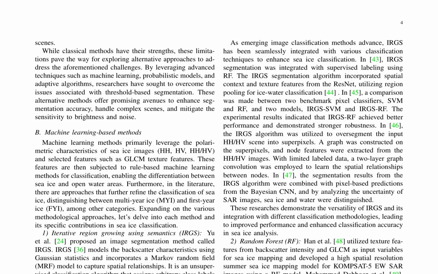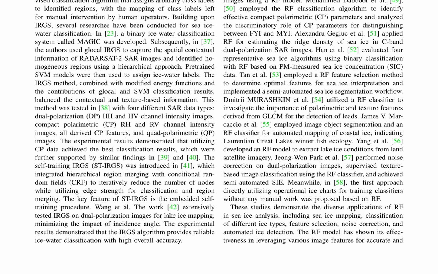Several studies have built upon IRGS, combining it with other classification methodologies to improve performance and accuracy in sea ice analysis. Another significant method is the random forest (RF) classifier, which has been applied in various contexts of sea ice analysis, including sea ice mapping, classification of different ice types, feature selection, noise correction, and automated ice detection. RF models have shown effectiveness in leveraging various image features for accurate and robust classification results.